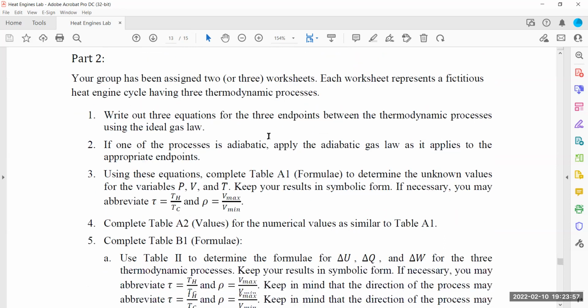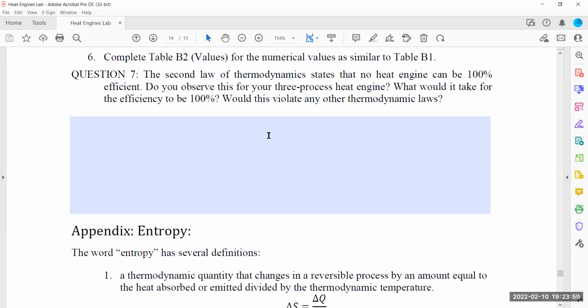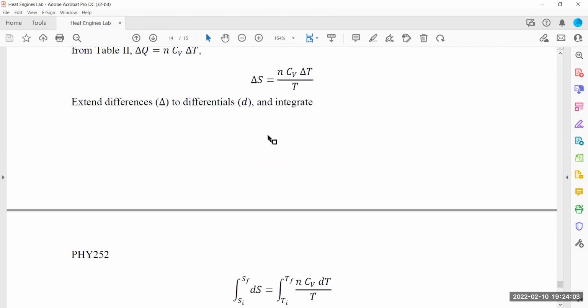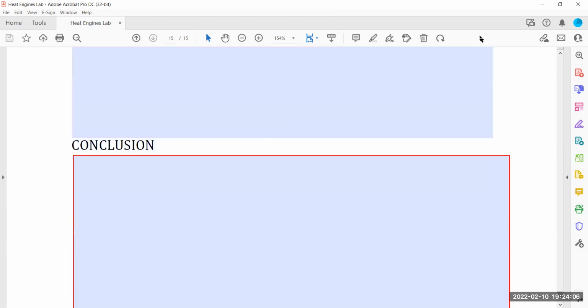So let me explain this one by doing it practically. I'm going to take a random engine from this one, and I'm going to do the entropy later on by calculating it for these different processes and do the conclusion. So let me get back into the slab in here.